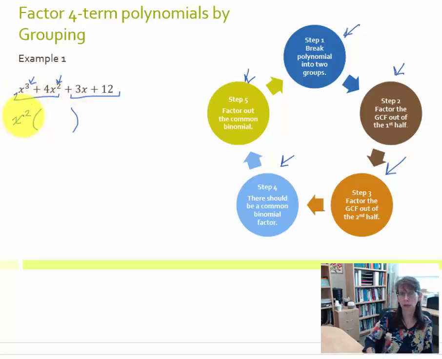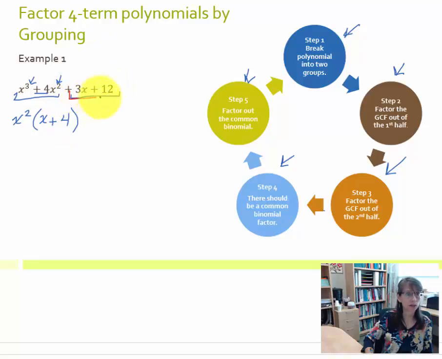Now use the distributive property to recreate those 2 terms. X squared times x matches x cubed. X squared times something needs to match positive 4x squared. Well, notice x squared is already accounted for, but that plus 4 is not. So positive 4 is needed. Start over again with the second group.